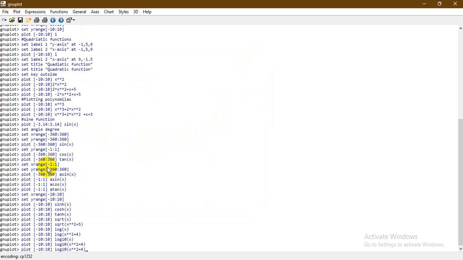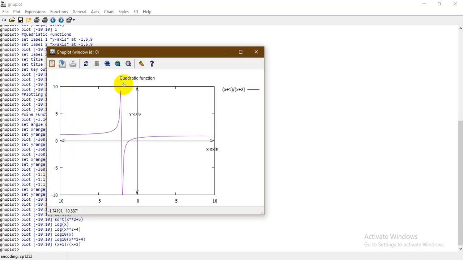To plot a fractional function, let's say I want to plot x plus 1 all over x. So I want to plot, in brackets, x plus 1 divided by, in brackets, x plus 2. So let's say I want to plot this function. If I plot it, you see that it is going to have an asymptote somewhere here.